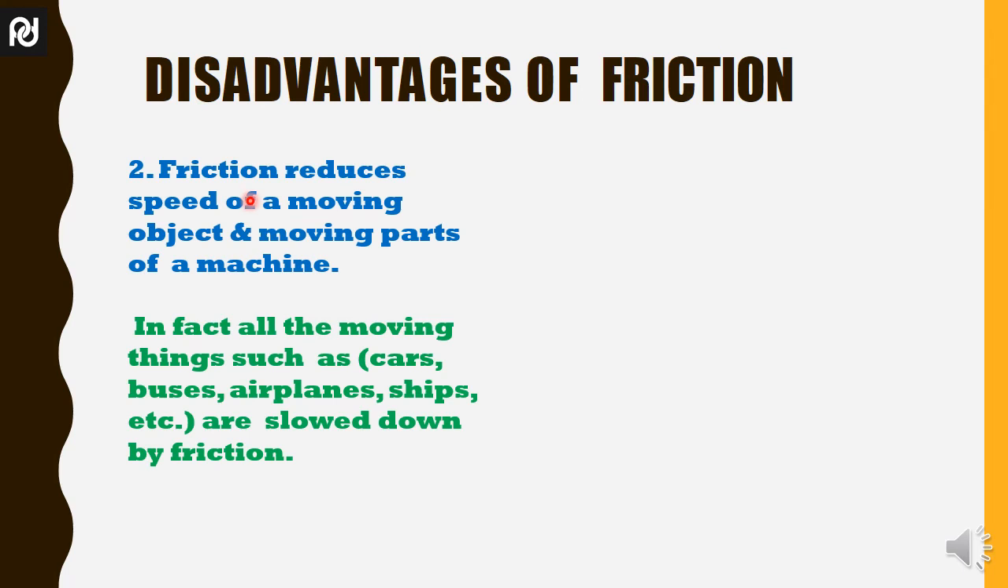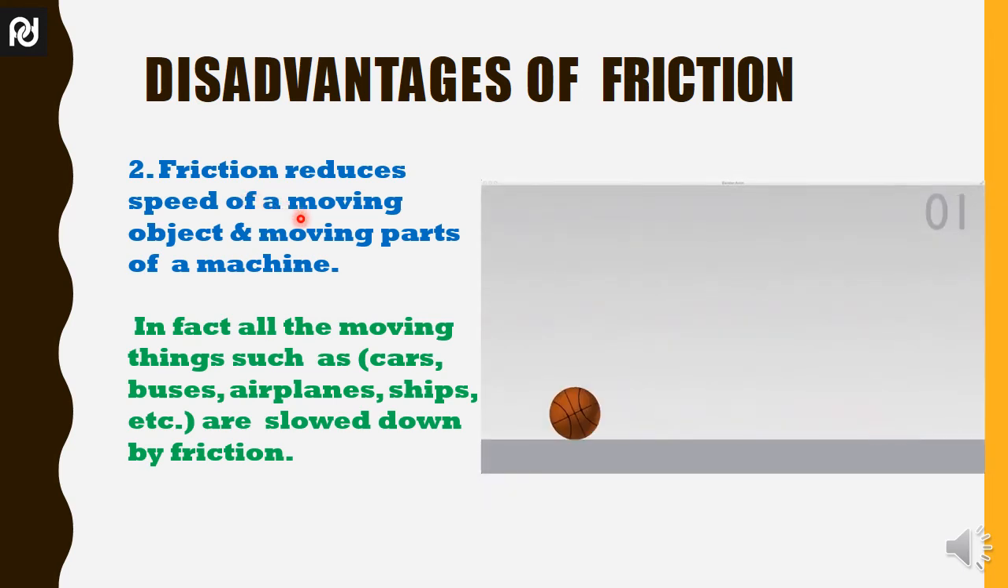The second most important thing in terms of disadvantage is that friction reduces the speed of a moving object and moving parts of a machine. In fact, all the moving things such as cars, buses, aeroplanes, ships are slowed down by friction, as well as a ball which is rolling on a surface. It may be any ball on any surface, but ultimately it is coming to a rest position because of friction.